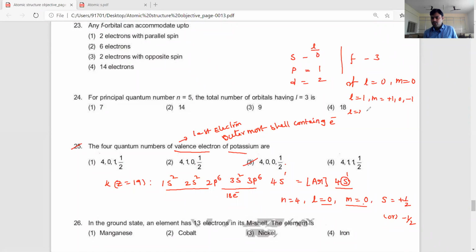If L is equal to 2, that is d orbitals. L is equal to 1 means that is p. L equal to 0 means s. L is equal to 2 means the possible M values are 5 values. What are those? Plus 2, plus 1, 0, minus 1, minus 2. So this is a basic concept. That concept we have to keep in our mind, and according to that we have to solve all kinds of questions. Okay.